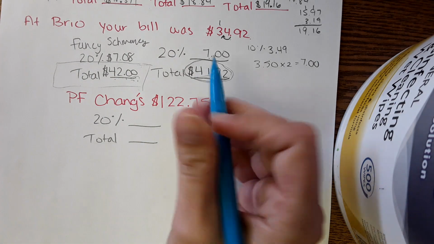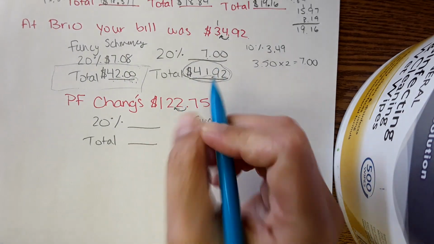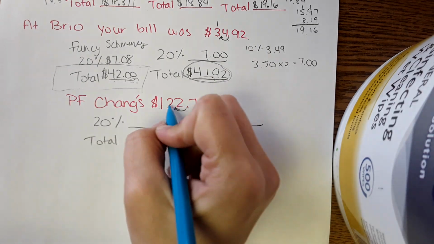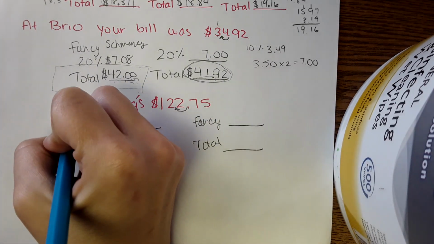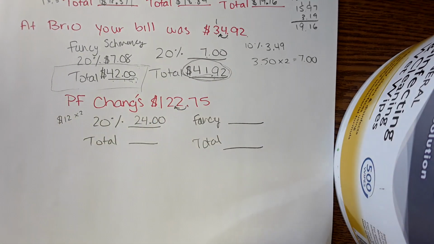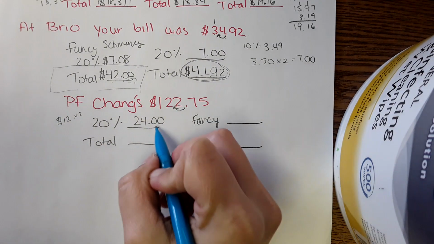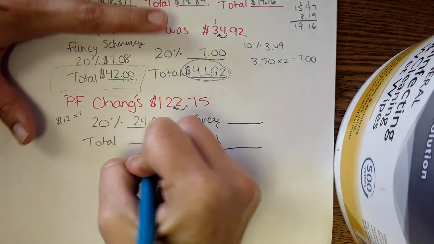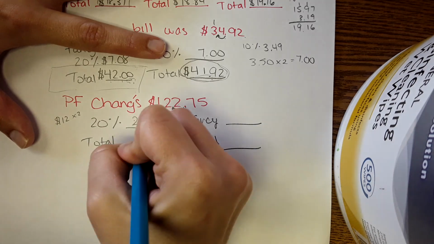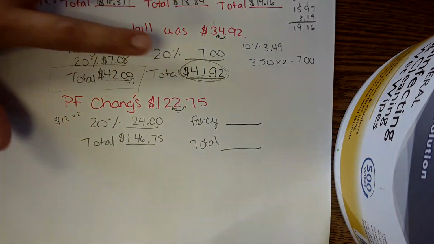Okay, so here, move the decimal over one spot, about $12.27. Maybe we'll round that to $12. $12 times 2 would be $24. So this would be an appropriate tip here. And then we add that 24 to this. 2 plus 4 is 6. 2 plus 2 is 4. You get $146.75.